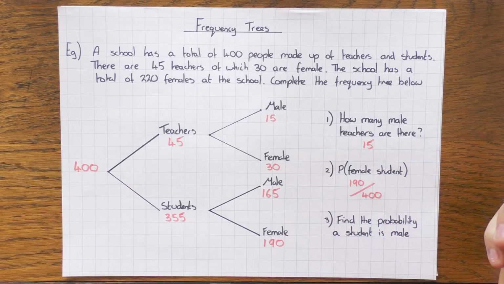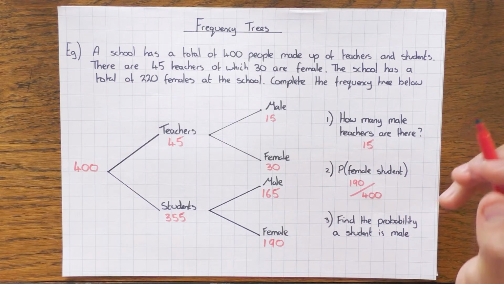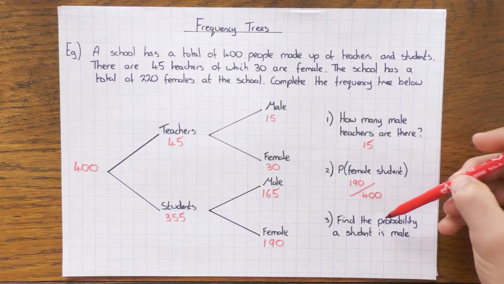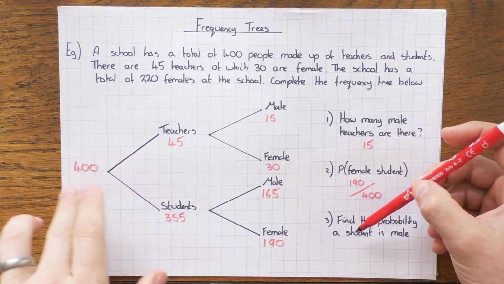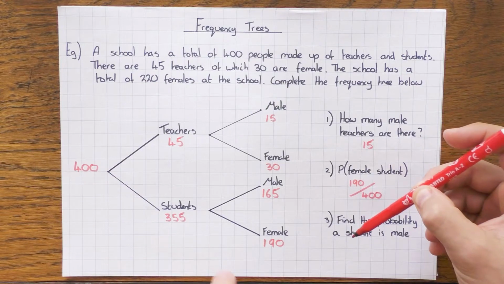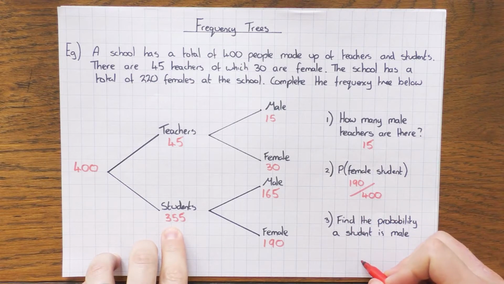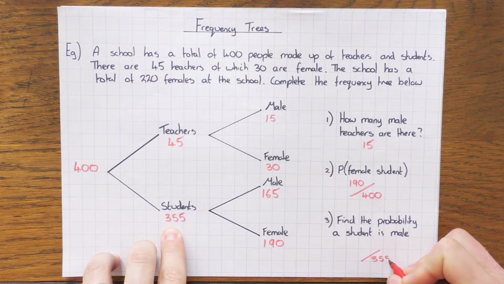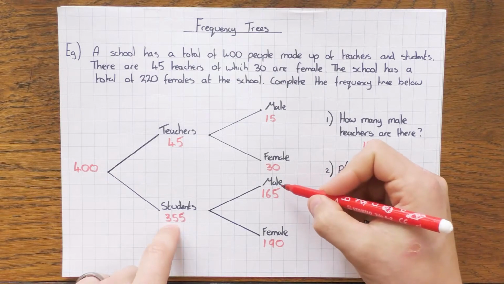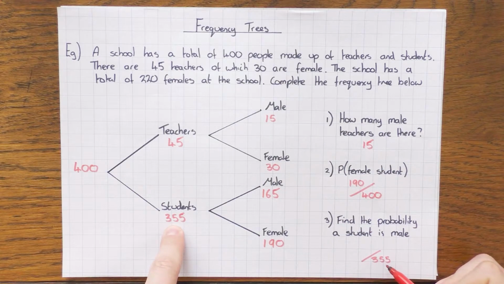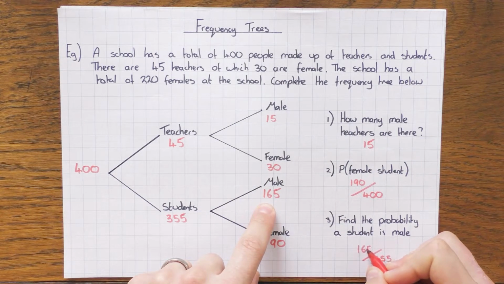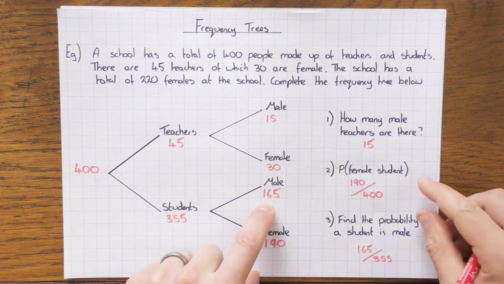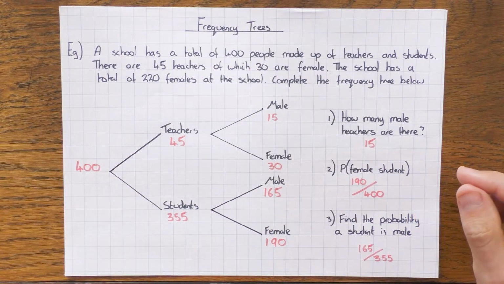Okay. And then this is where you need to be a little bit careful of the wording. Find the probability a student, so it's not looking at the total now, it's saying find the probability a student, so it's going to be out of how many students there are, which is 355, is male. So once you've got that, 355, because that's how many students there are, how many are male, it's going to be 165 out of 355.